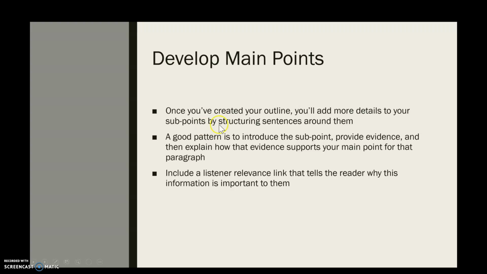A good pattern is to introduce the subpoint, provide evidence, and then explain how that evidence supports your main point for that paragraph. So introduce the subpoint, provide the evidence for the subpoint, and then explain how it relates back to your topic sentence. It can be helpful to include listener relevance links throughout the body to tell the reader why this information is important to them, in this last part or in the transition sentence.